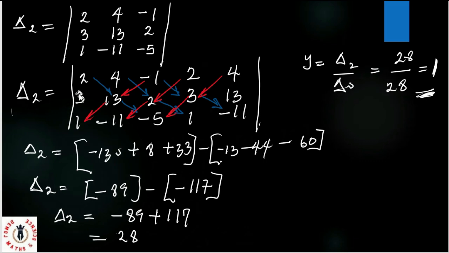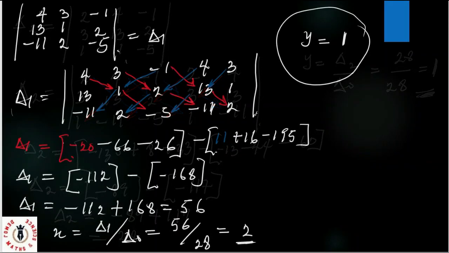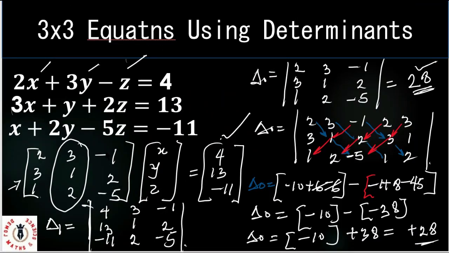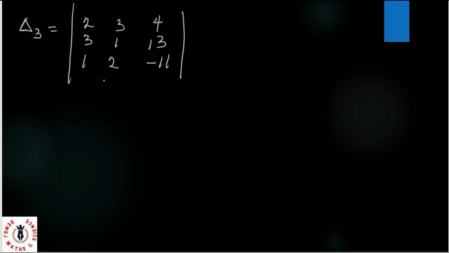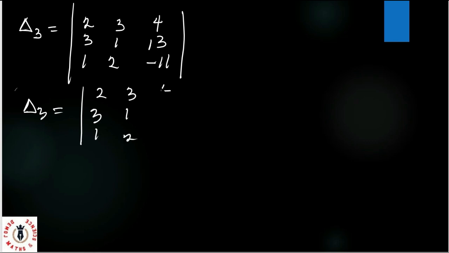Let's look for the last, which will be our z. To solve for z, we'll do the same thing. We'll replace this last column with the augmented part of the matrix. Now if you have followed me to this point, I'll advise you pause this video and try solving this matrix with the shortcut method yourself. Okay, let's get to it. So this is delta 3 now, the same thing as 2, 3, 1, 3, 1, 2, 4, 13, minus 11.